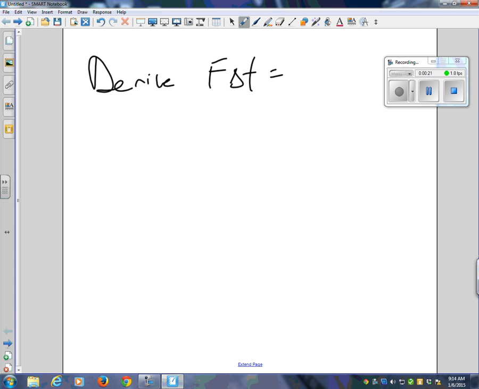So basically, our job today is to derive the FΔt equals mΔv equation. F delta T is equal to M delta V. I call it "fat equals MAV." Technically, it's called the impulse-momentum equation. And so we're going to derive that.